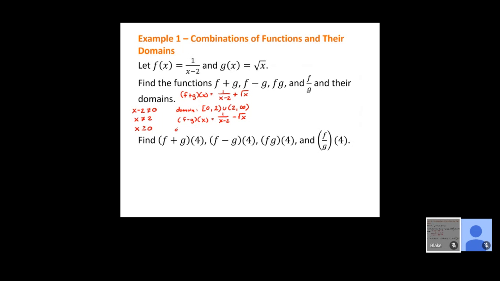Now, in terms of domain, remember the last slide said that for addition, subtraction, and multiplication, all we have to do is look for the intersection of A and B, the intersection of the two domains. We already found that for f plus g. It's going to be exactly the same for f minus g, so we don't have to do any additional work. We know that this domain is also 0 to 2, 2 to infinity. Any questions on the subtraction one now?